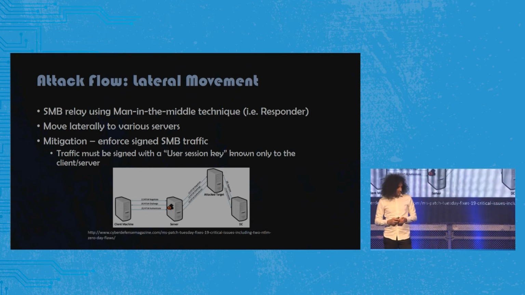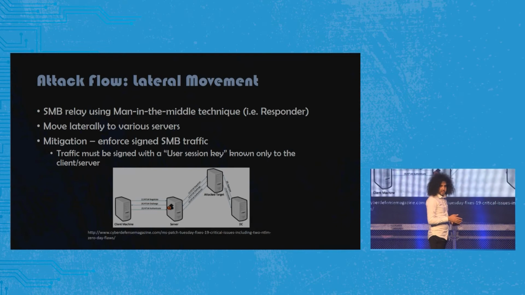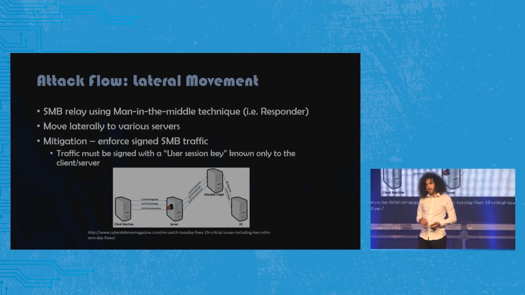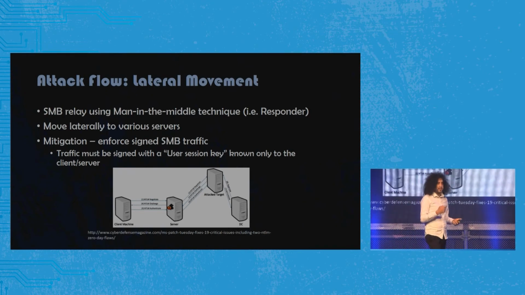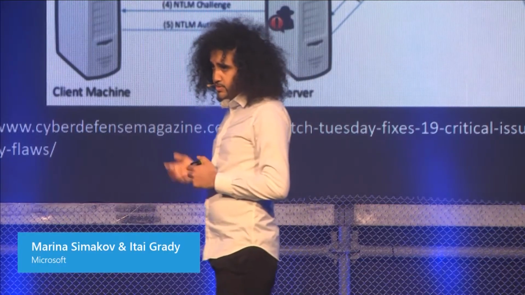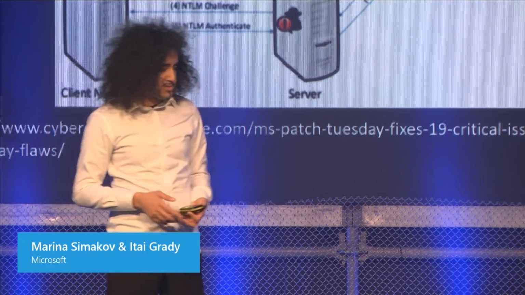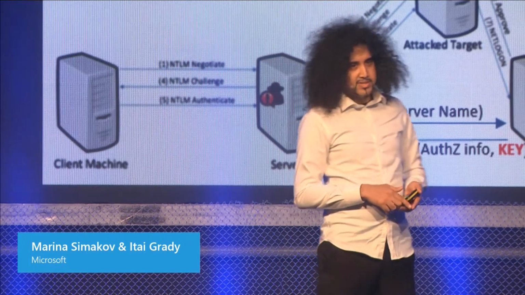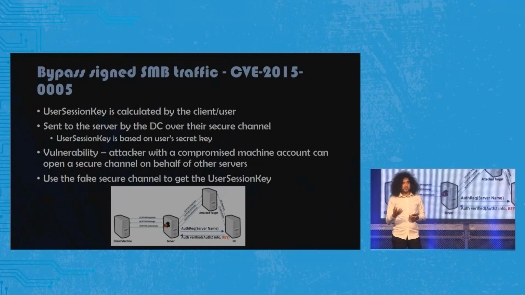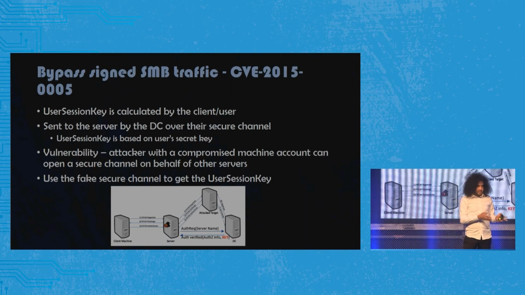The problem with these tools is that there is a mitigation for such a relay: by enforcing traffic to be signed, such as SMB signing. The man-in-the-middle attacker can't really sign the traffic, because the secret for signing is known only to the client and the server, the user session key in this case. Apparently, there is an issue with this mechanism. The user session key is actually based on the user's secret key, which is known only to the user and the domain controller, meaning that the server, in this case, would need to acquire this user session key from the domain controller via their secure channel.